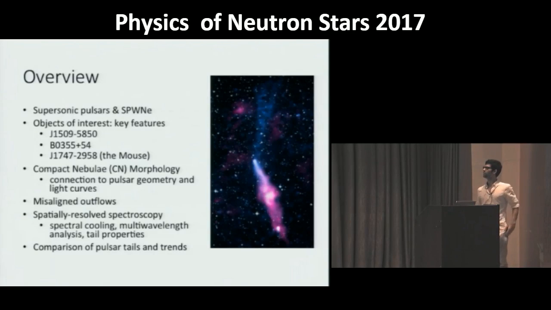Then I'm going to be talking about compact nebulae morphology, and then the connection of that with pulsar geometry and light curves. Misaligned outflows, which are these puzzling structures seen in about 4 supersonic pulsars in recent years. Then spatially resolved spectroscopy of the tails and how we can infer properties of the tail from it, and then a comparison of pulsar tails and the trends we see.